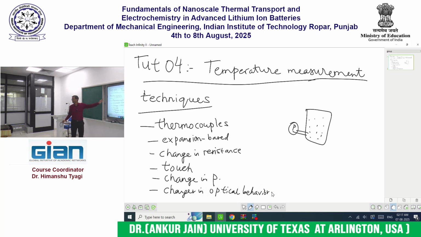You will see here, thermocouples is changes in voltage. You will see here that in each case, we are not measuring temperature directly. We are measuring the change in something else because of the change in temperature. It's an indirect measurement of temperature. I don't think anybody really measures temperature directly. We all measure something else that changes because of the change in temperature.